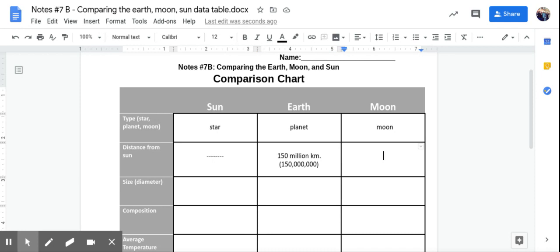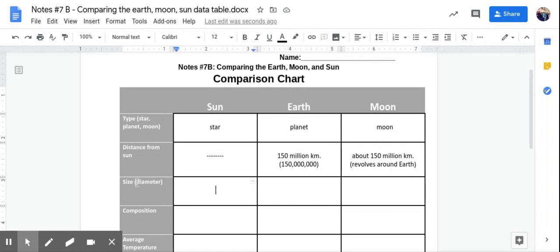And then the moon, because it is revolving around the Earth, is almost the same distance from the sun as the Earth is, because it's not super far from the Earth. So we're going to say that it's about 150 million kilometers. The reason we're going to say that is because it revolves around the Earth.